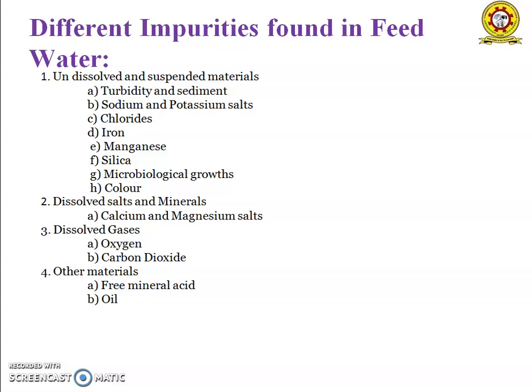And the third one is dissolved gases. There are some dissolved gases like carbon dioxide, oxygen, nitrogen, methane and hydrogen sulfide. Other impurities present in the feed water are free mineral acids. The presence of acid in the water is always undesirable as it may result in a chemical reaction with the boiler material and cause corrosion. And next one is oil.